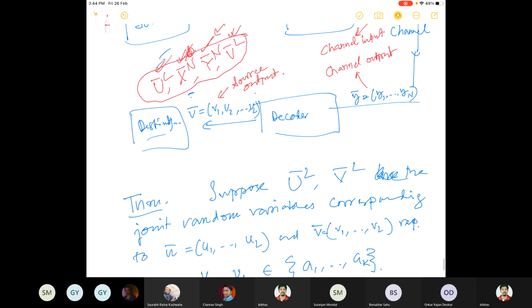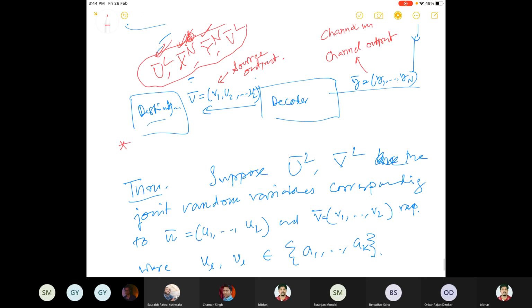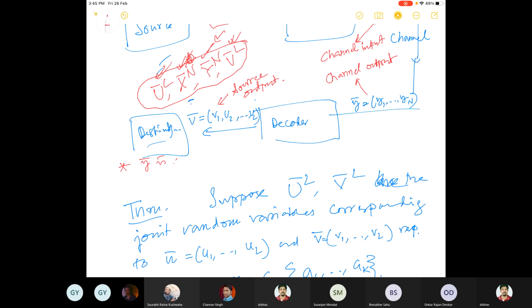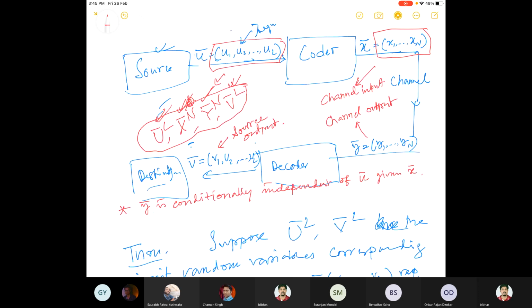I'll be using this fact to derive the result, so we want to conclude everything in terms of the inverse of the source coding. We want to make a note that Y bar, the channel output, is conditionally independent of U bar given X bar. Y bar is the output of the input X bar, so Y bar has no relation with U bar. X bar is obtained from U bar, but Y does not consider that part. Y bar and U bar are independent given X bar, so it is conditionally independent, because Y bar depends only on X bar. This is a property of the channel.